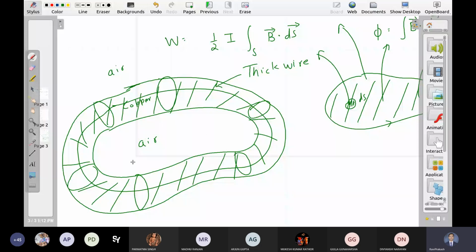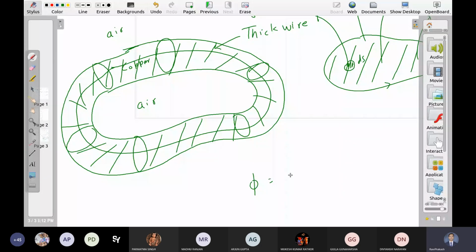Now can you please tell me what is the flux passing through this loop? How will we calculate the flux? What is the boundary? This one or this one? Is this picture clear? Yes or no?